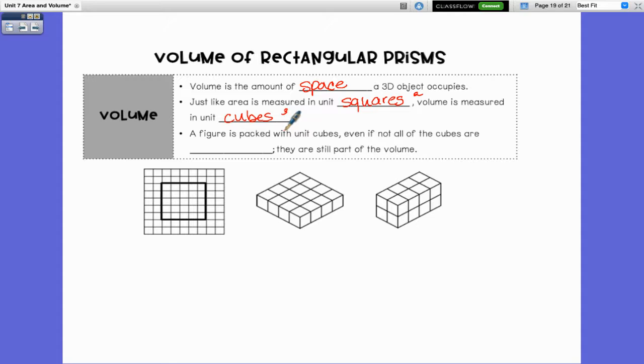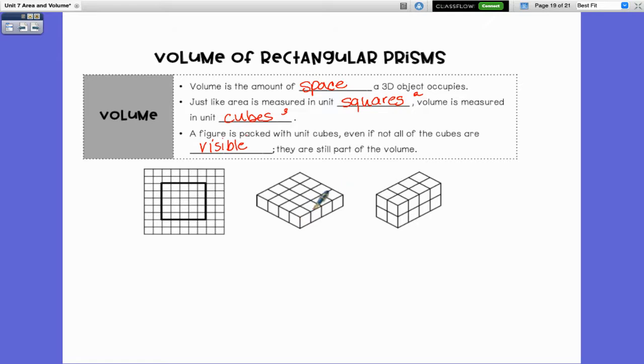A figure is packed with unit cubes. Even if all the cubes are not visible, they are still part of the volume. So when we're thinking about this, we need to think in 3 dimensions. You can see how this is like flattened out, and this is like a 2-dimensional figure. This one is a 3-dimensional figure with 1 unit each time. So 1 height, 1 height, 1 height. So it's 1, 2, 3, 4, 5, 6, 7, 8, 9, 10, 11, 12, 13, 14, 15, 16.